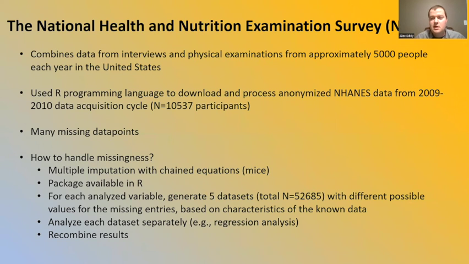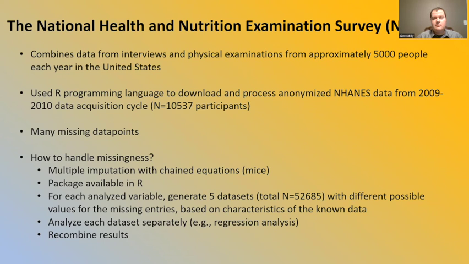Sorry if my picture's cutting off the acronym there. NHANES combines data from interviews and physical examinations from about 5,000 people each year in the US. The way we process this data is through the R programming language. We looked at the 2009 to 2010 data acquisition cycle, which had a little over 10,000 participants.